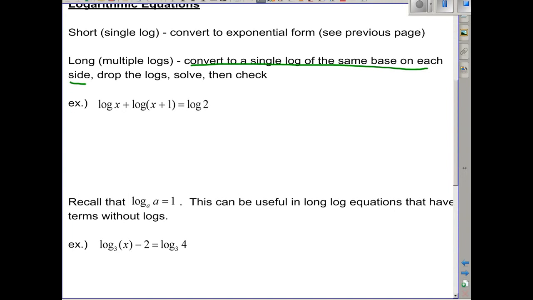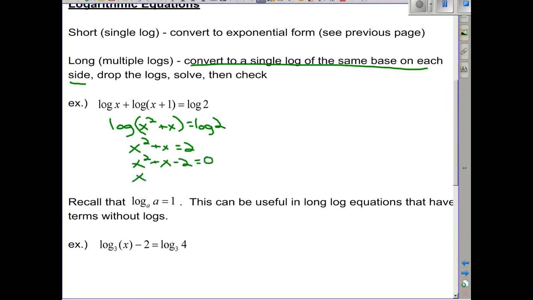on the right. We can put these together. Two logs being added means that you multiply whatever you're taking the log of. So x times x is x squared. X times 1 is x. I put them together into a single log on the left, and I already have a single log on the right. Now I can drop my logs. Ooh, it's a quadratic.